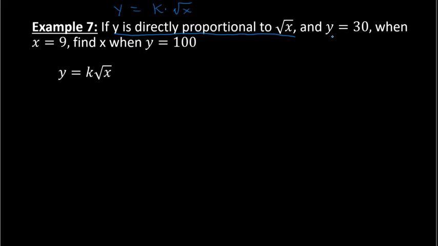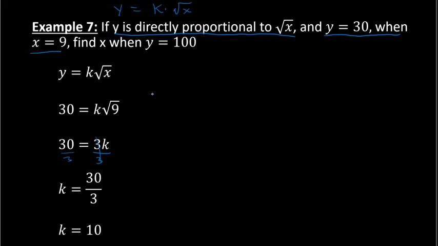And then I'm going to use scenario 1 to plug in and find k. So y is 30 when x is 9. So I plug 30 and 9 in for y and x. So 30 equals k times the square root of 9. So the square root of 9 is 3. So I have 30 equals 3 times k. Solve for k by dividing both sides by 3. So k equals 30 over 3, which would equal 10.